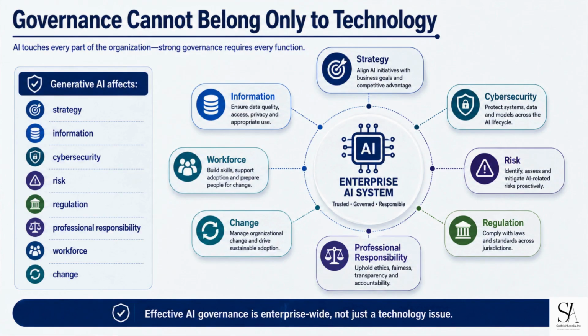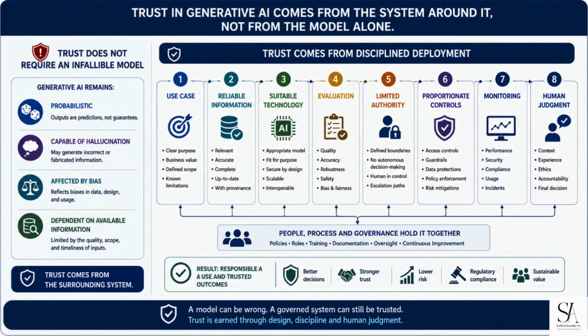The answer is not that the model must become infallible. Current generative AI remains probabilistic, can hallucinate, can reflect bias, can operate with incomplete information, and can behave differently as models, prompts, data, and tools change. Trust therefore comes from the quality of the surrounding system. The organization chooses an appropriate use case, supplies reliable information, selects suitable technology, evaluates performance, limits authority, applies proportionate controls, monitors behavior, and retains human judgment where the consequences demand it.